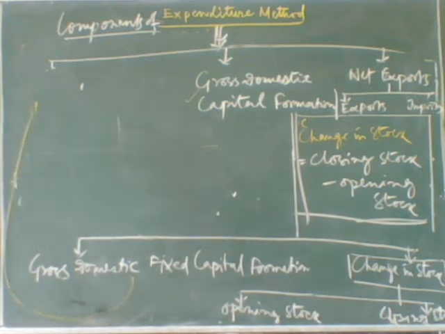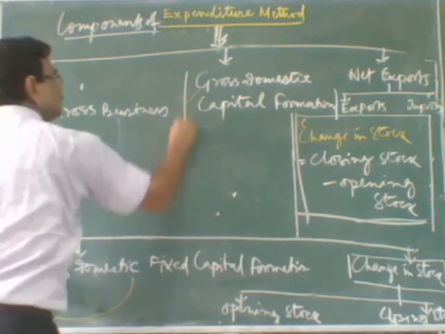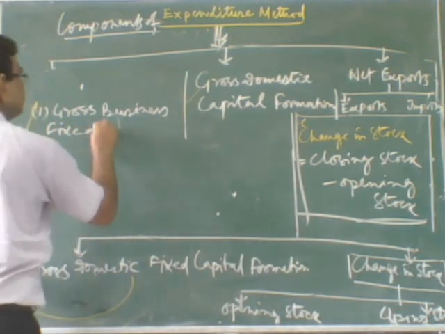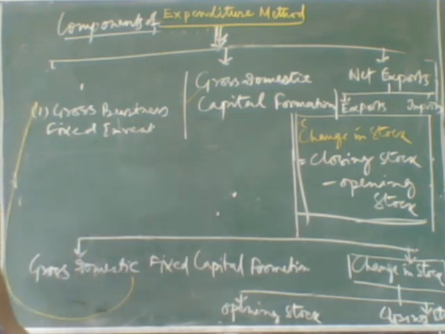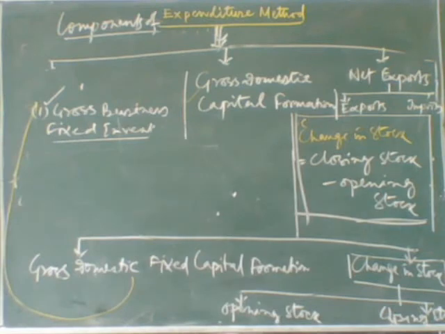Number one, gross business fixed capital formation or gross business fixed investment. It is defined as expenditure on fixed assets, like machinery, equipment, factory buildings, etc.